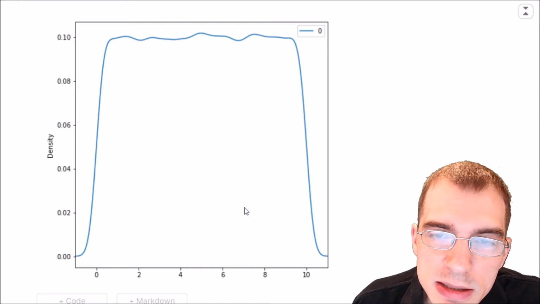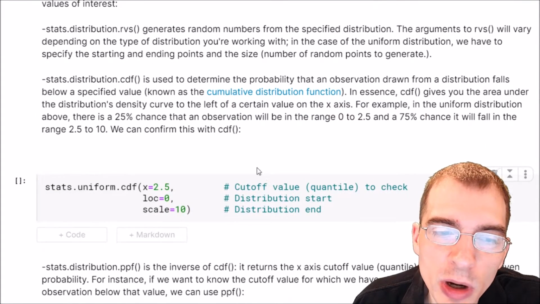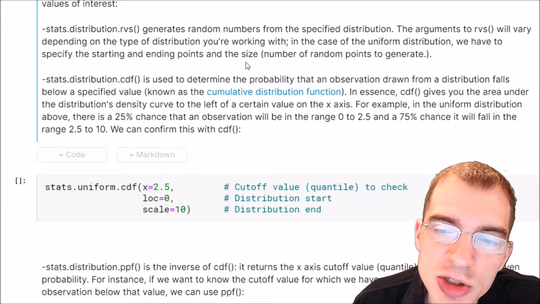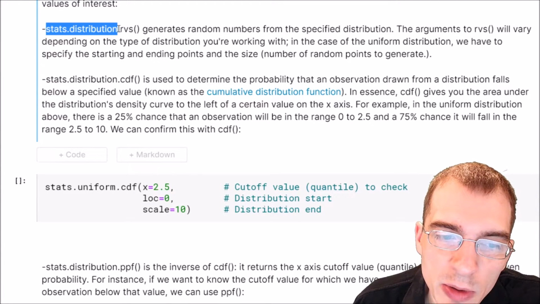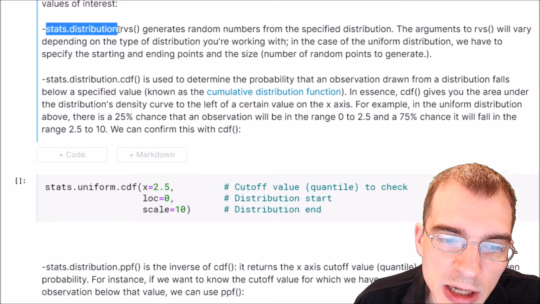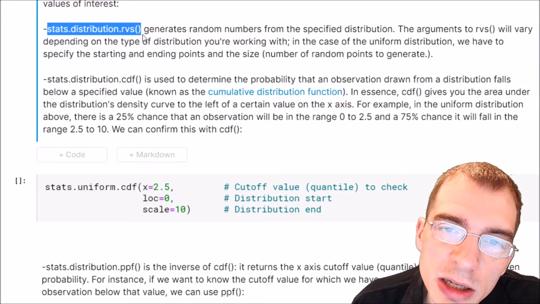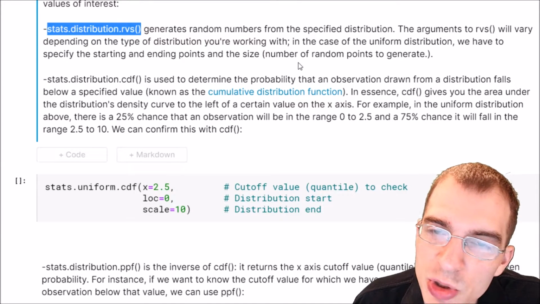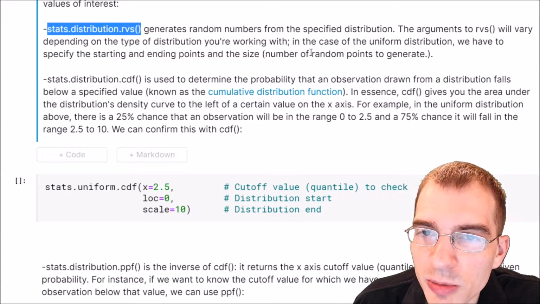Now the scipy.stats package comes with some useful functions for working with probability distributions. We already looked at one of them. That's the .distribution.rvs function that generates random numbers from the specified distribution. To use that, we already saw you say stats dot and then the name of the distribution you're working with. We were using the uniform, so we put .uniform there, but you can put other distribution names there too. And then .rvs, and that will generate random numbers from the specified distribution. The arguments to that will depend on the distribution you're working with. For the uniform, we specified a starting and ending point. Other distributions will have different arguments, and we'll go into some of those later. But that's what you want to use to generate random numbers from a given distribution.